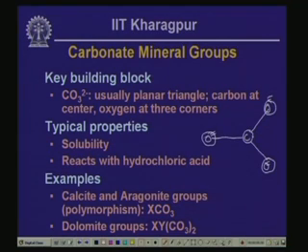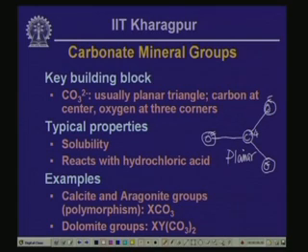negative charges, and carbon will have 4 positive charges. So, the balance of this is -2. So, a carbonate ion has got a charge of -2. So, this is a planar structure as is indicated on the slide.